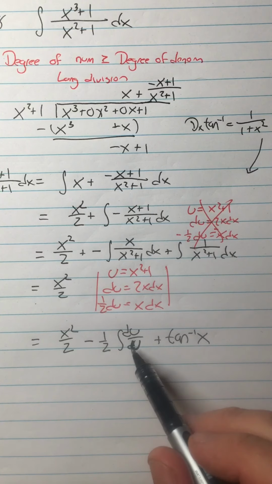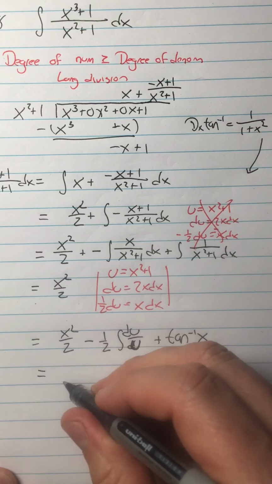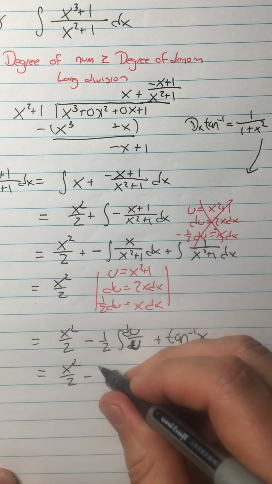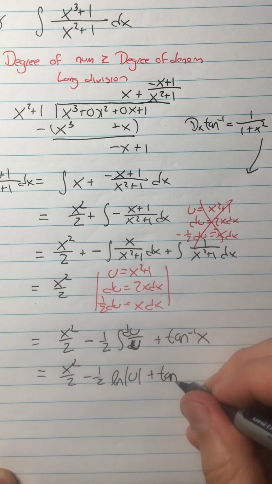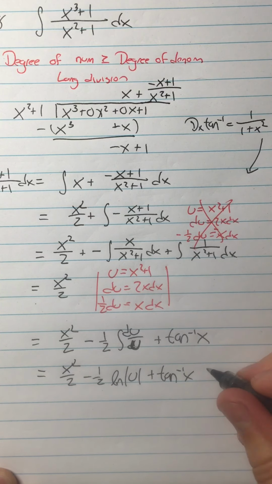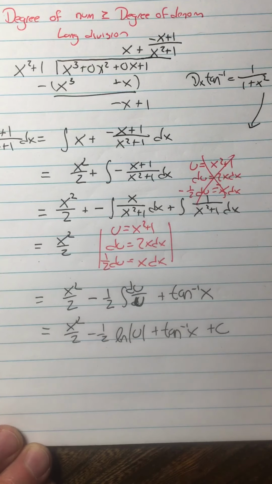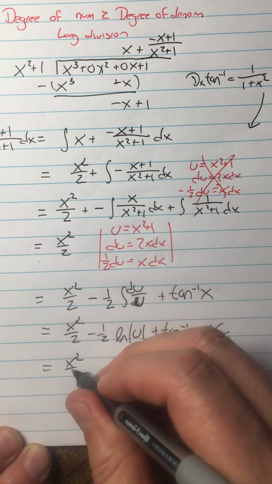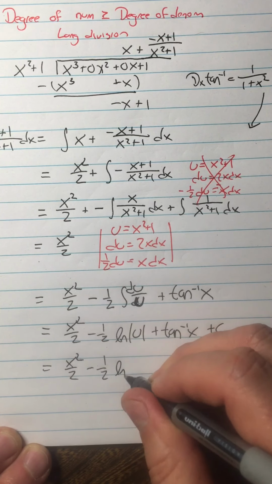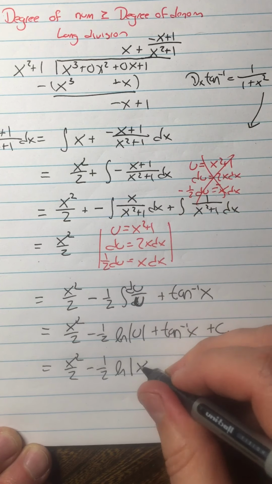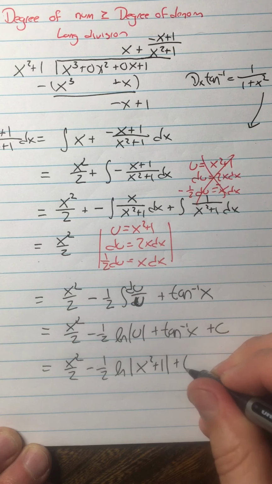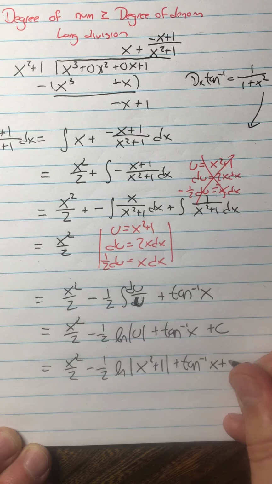I have not put the plus c yet because I still have an integral to do. So sorry about the mess there. Minus 1/2 ln absolute value of u plus inverse tangent x. Now I've done all my antiderivatives, so now I put the plus c. And I also sub back my u. So minus 1/2 ln absolute value of what was u? I can't even remember. It's a good thing I wrote it down. x squared plus 1, plus inverse tangent x plus c.